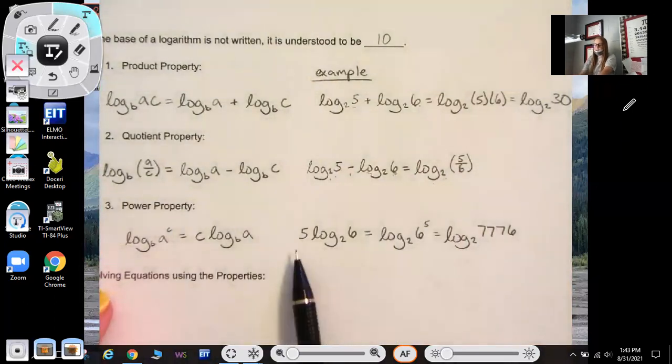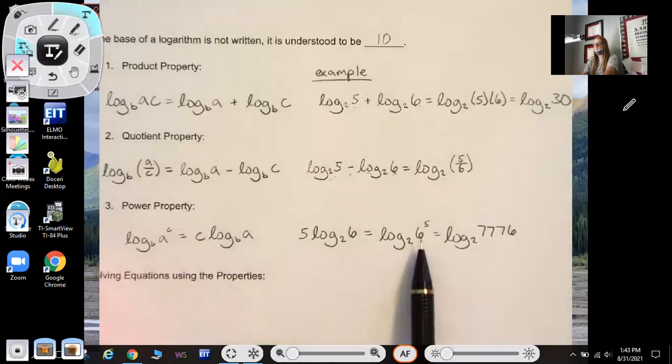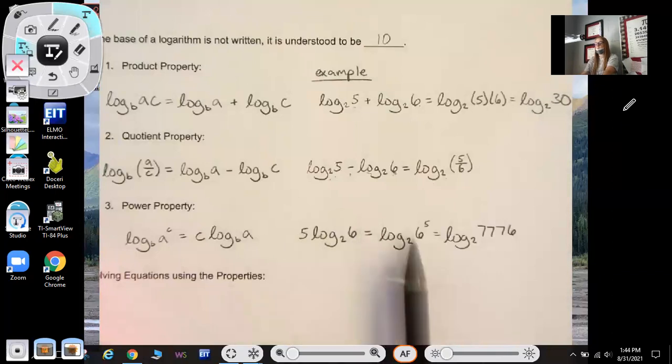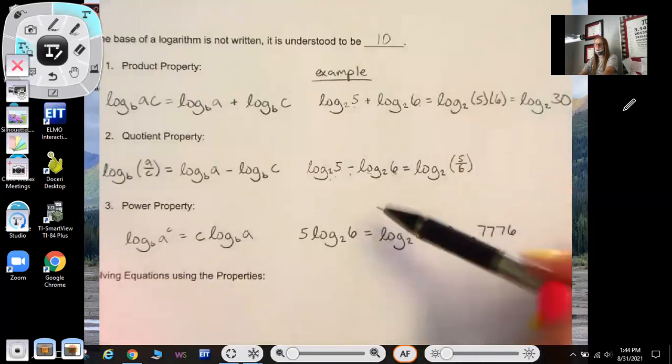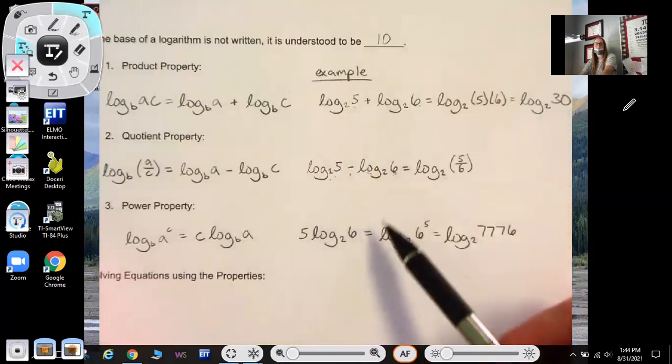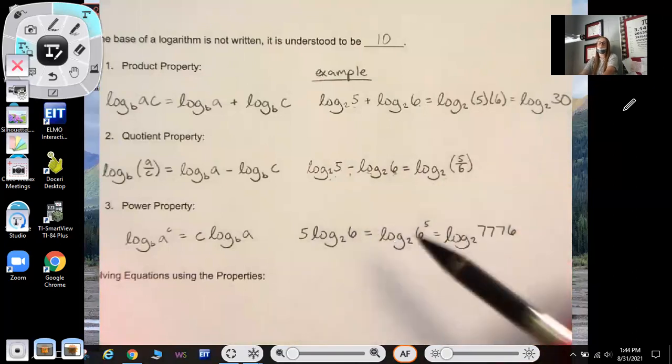The power property says if you have a number out in front of a logarithm, you can move that number so that it becomes an exponent on this number. So the 5 gets moved to be an exponent on the 6. The reason we want to do that is because to use the other properties, you can't have numbers in front of the logarithms. So there'll be times where we have to move those numbers so that we can then use other properties.